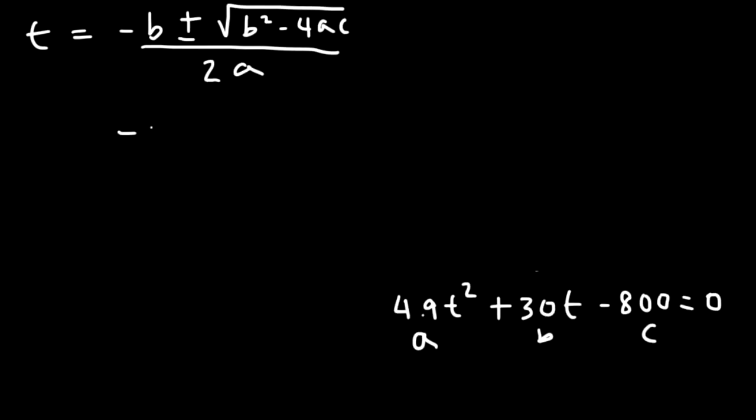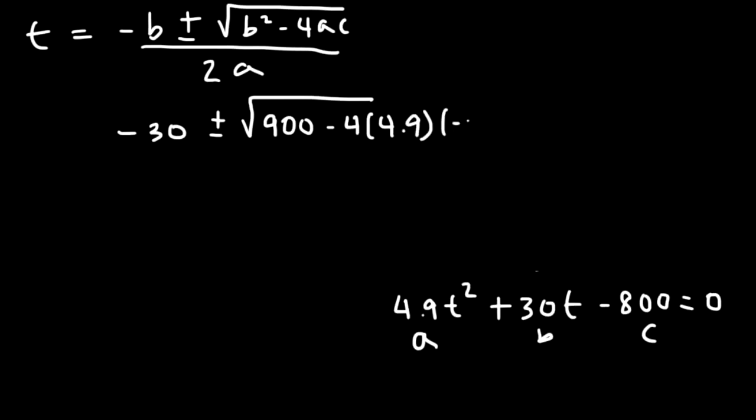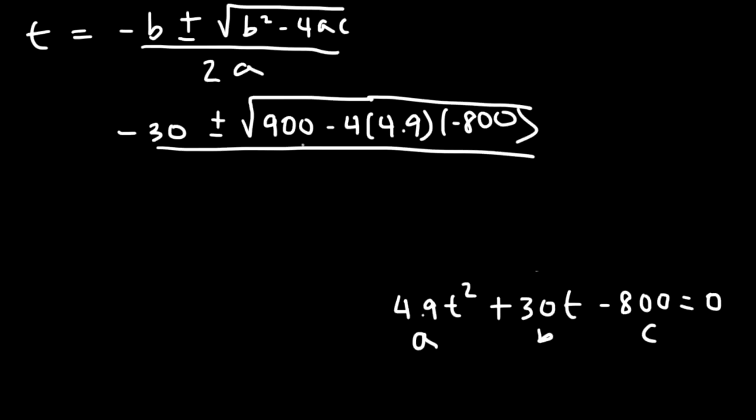So this is going to be negative 30 plus or minus the square root of 30 squared, which is 900, and then minus 4 times a, which is 4.9, times c, which is negative 800, divided by 2a, or 2 times 4.9, which is 9.8.